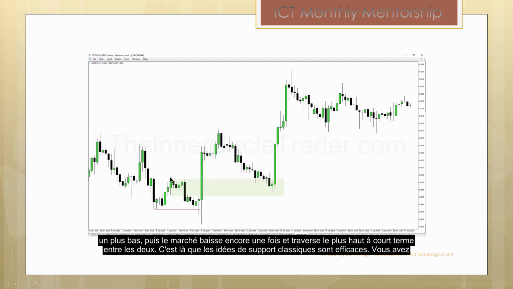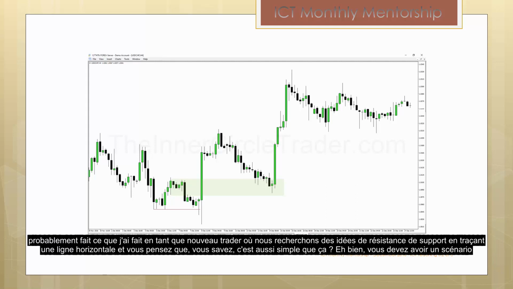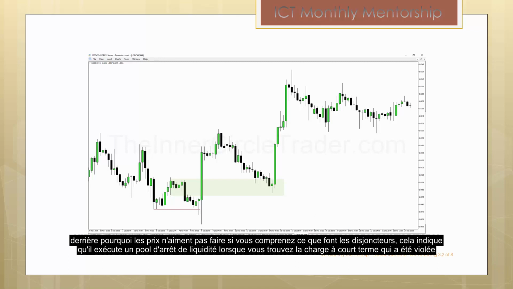This is where classic support ideas are effective. You've probably done what I've done as a new trader, where we look for support and resistance ideas by drawing a horizontal line, and you think that it's that easy. Well, you have to have a storyline behind why price is doing what it's doing. If you understand what the breaker is doing, it's indicating that it's running a stop pull of liquidity out.